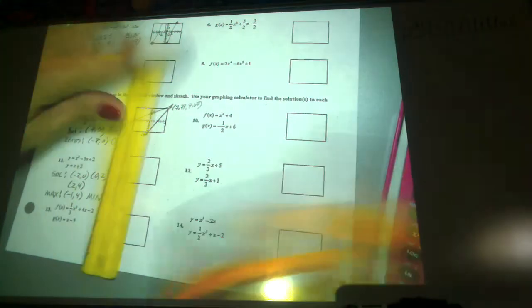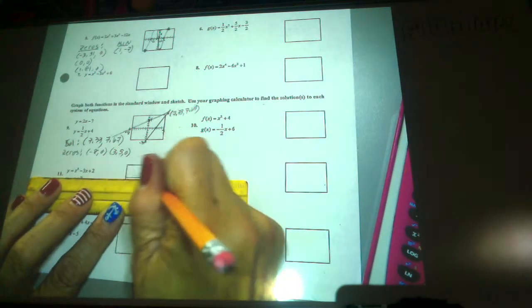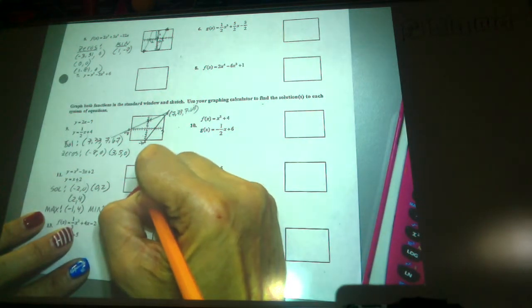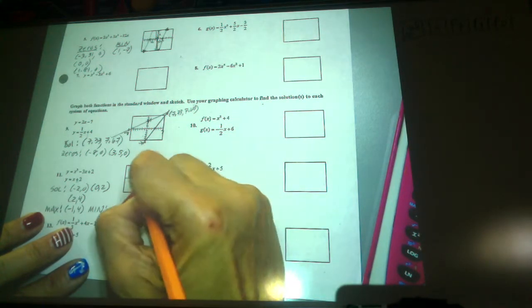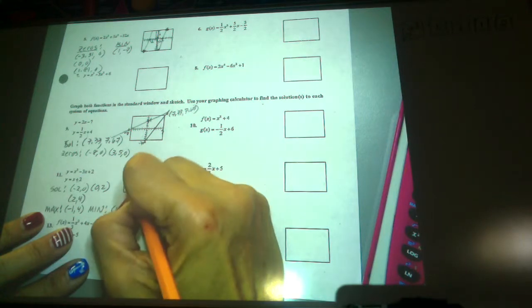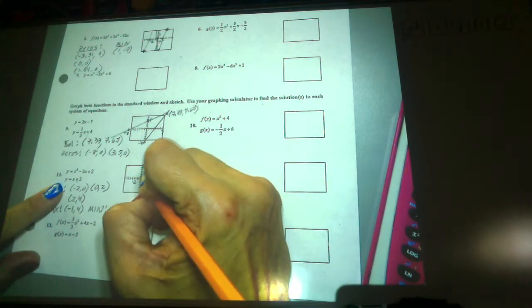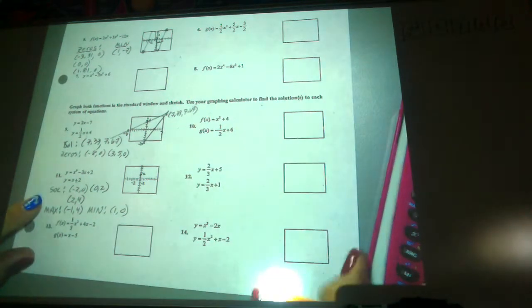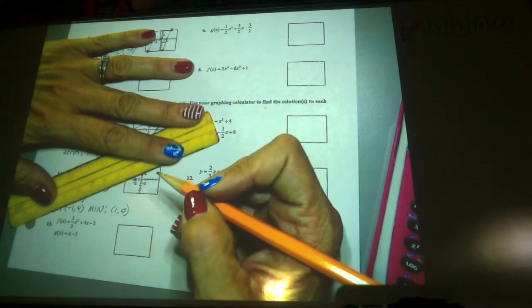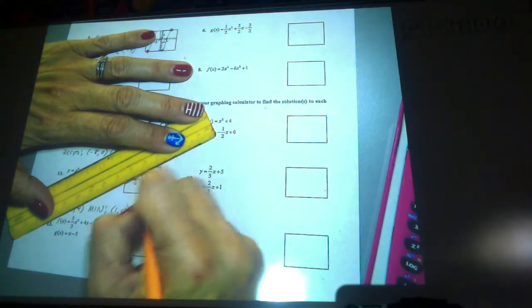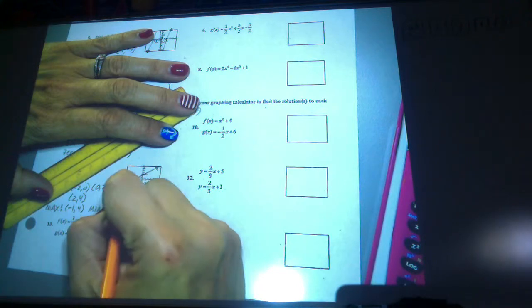All right, so now we're ready to actually plot those points. So I would plot your straight line first. Your line goes through -2, 0 and 0, 2. And then your curve, you can start plotting all those intersections.